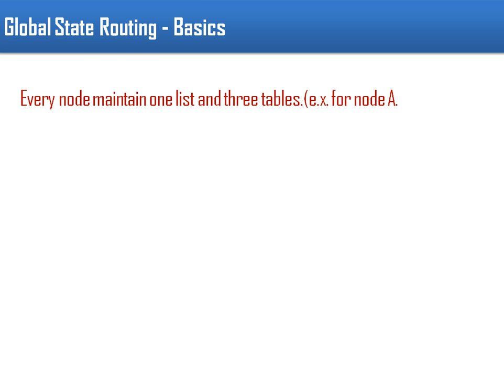Okay, so in global state routing, every node will send its LS, link state information, to only its neighbors. Here we will see every node maintains one list and three tables. We will see one by one what the usage of this information is, how it is stored, how it is updated, and how they actually got that information.